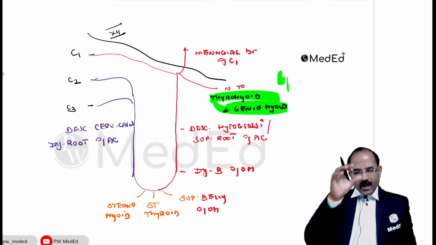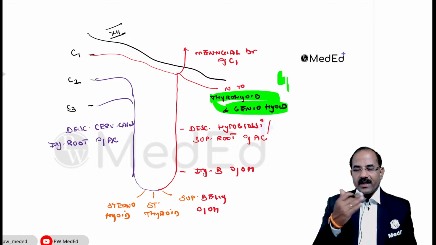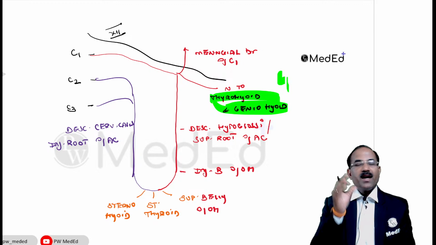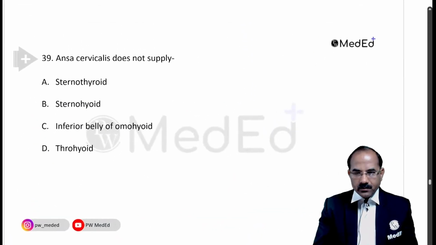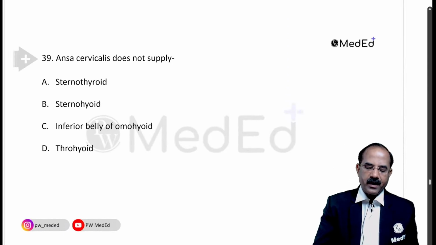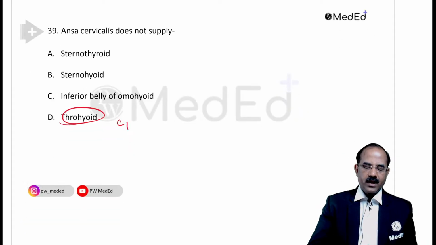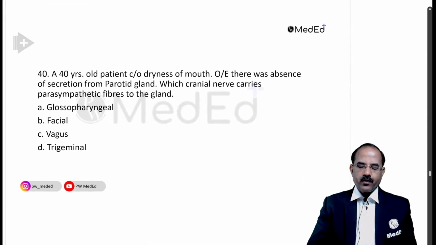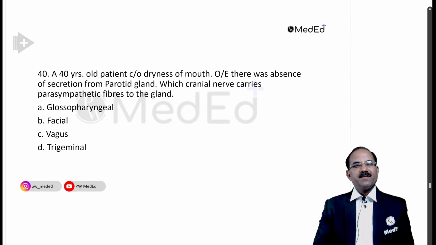Okay. And what does this Ansa cervicalis lie on? It lies on the anterior wall of the carotid sheath. The Ansa cervicalis does not supply... the answer is thyroid. Thyroid is supplied by C1. Okay, and this Ansa cervicalis lies on the anterior wall of the carotid sheath. Clear? Coming to the next MCQ, students.